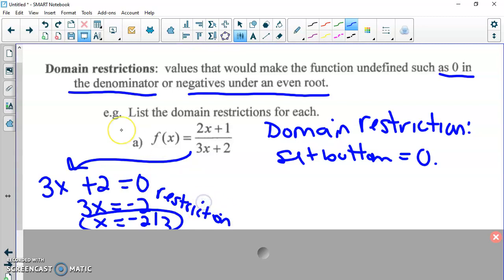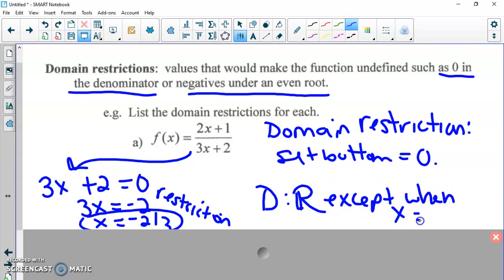So when we are asked what the domain is, our domain will be all real numbers except when x equals negative 2/3.